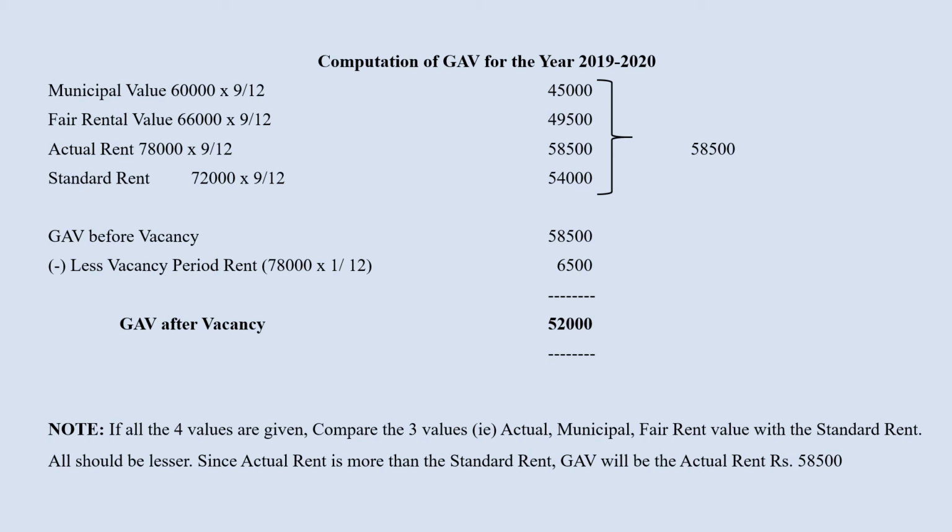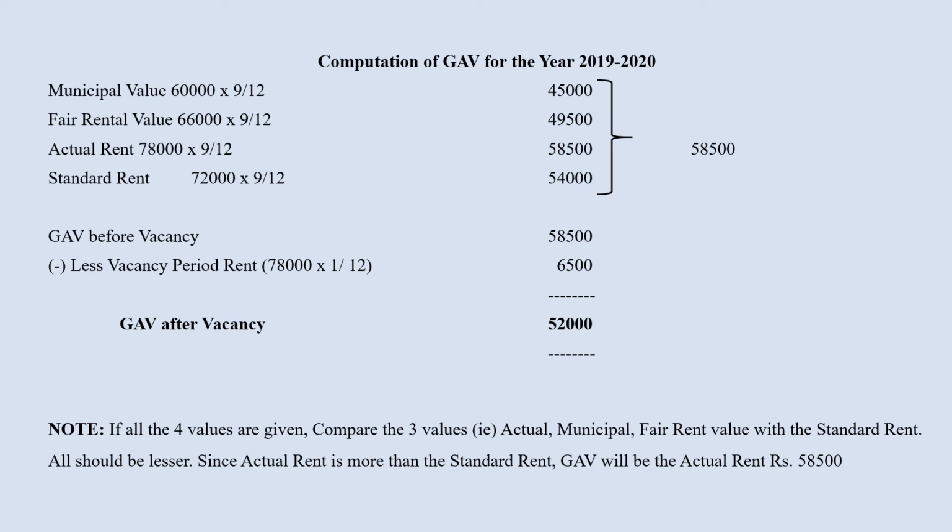Now GAV that you've calculated is before vacancy, because the house was let out only on 1st of August. The entire July month was vacant only. We did not receive any income from that house in the month of July. But when you're calculating it for 9 months, that it should have been let out, so that 1 month period should be minused. So when we are taking GAV as 58,500, from that you're supposed to minus that 1 month vacancy period rent.